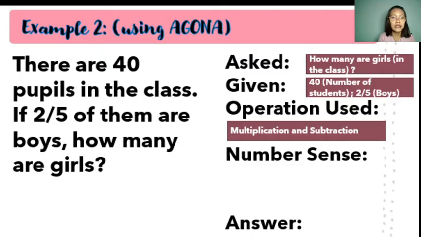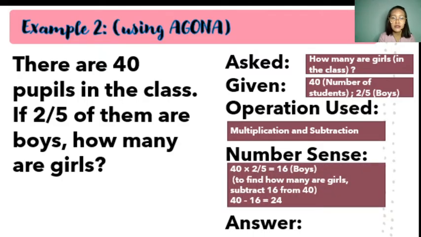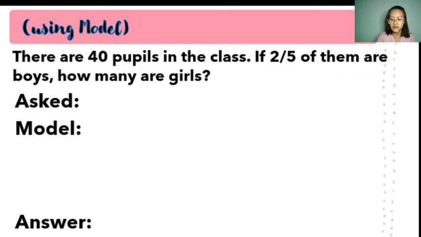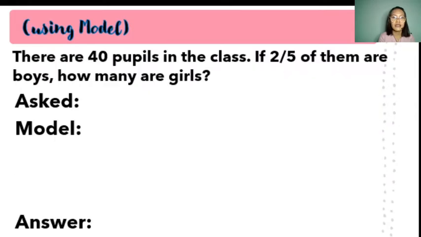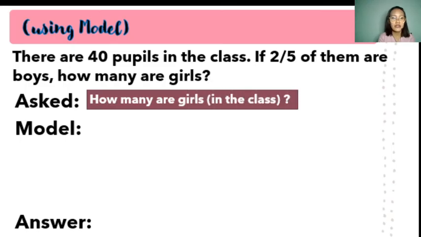So, paano po yun? Get the number of boys first by multiplying 40 and 2/5. So, we're gonna arrive with 16 boys. And then, how many are girls? Subtract 16 from 40. 40 minus 16, that is 24. Therefore, there are 24 girls in the class. So, what about using model? Same din kaya ang magiging sagot? Let's find out. So, meron ulit tayo. What is asked? How many girls are in the class?